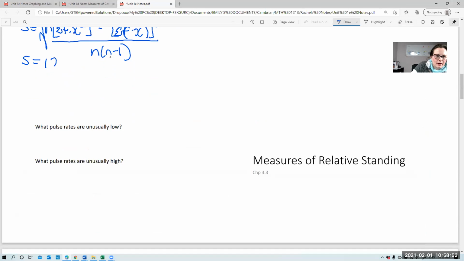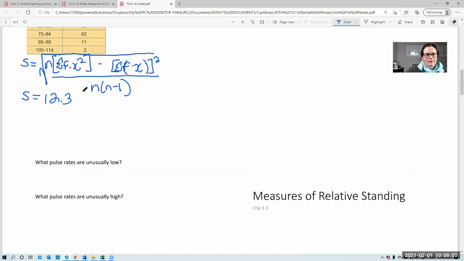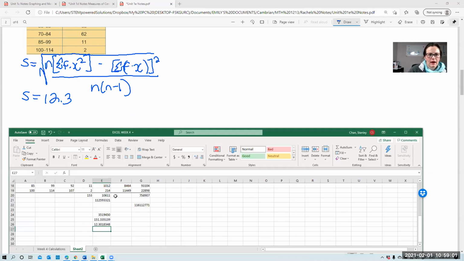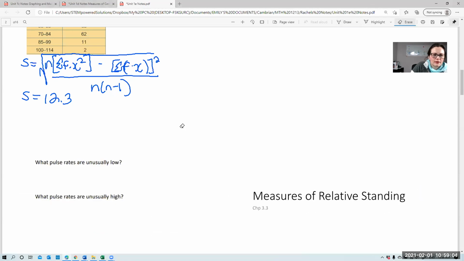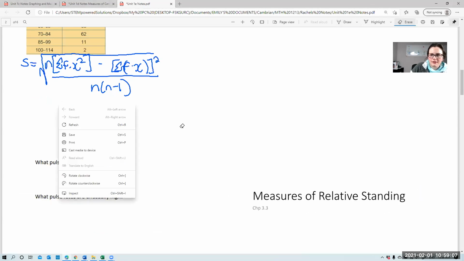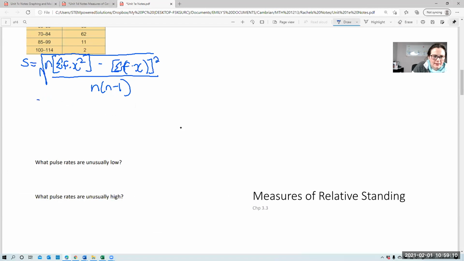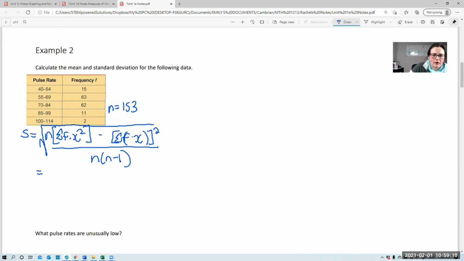So let me explain how I got to 12.3. I'll show you how I actually found all of these values. n is equal to 153, and n is the sum of all frequencies. So I have to add up all my frequencies together. It's 15 plus 63 plus 62 plus 11 plus 2, which is equal to 153. So that's what n is equal to.